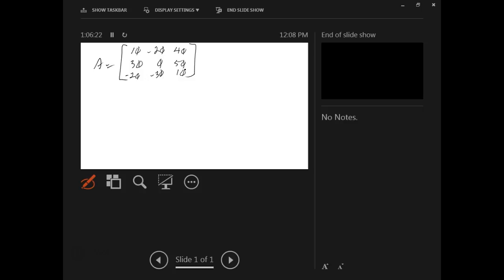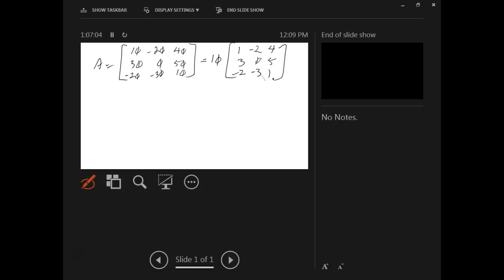Now, what's one thing you notice about that right off the top? That everyone's a multiple of 10, including 0. So this is the same as 10 times the matrix, and what matrix would you have then? Negative 2, and negative 3 and 1.